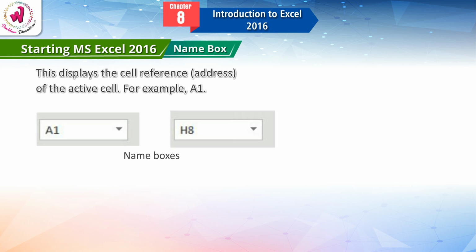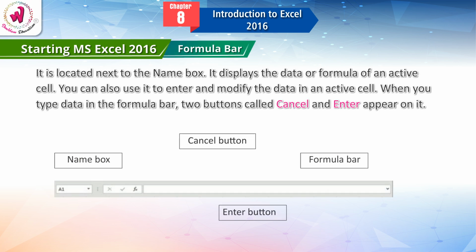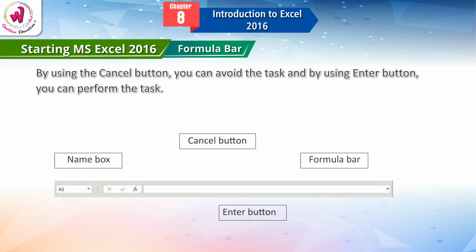Name box. This displays the cell reference address of the active cell. For example, A1. Formula bar. Cancel button, name box, enter button, formula bar. It is located next to the name box. It displays the data or formula of an active cell. You can also use it to enter and modify the data in an active cell. When you type data in the formula bar, two buttons called Cancel and Enter appear on it. By using the Cancel button, you can avoid the task, and by using Enter button, you can perform the task.